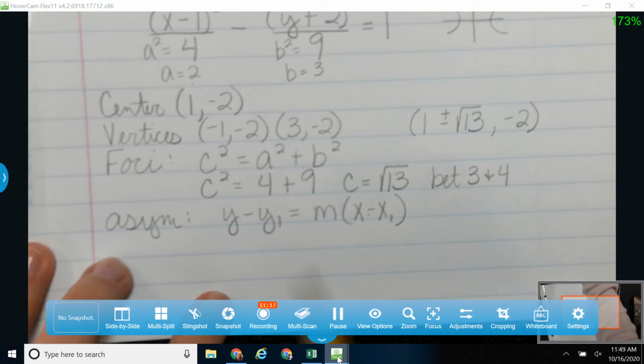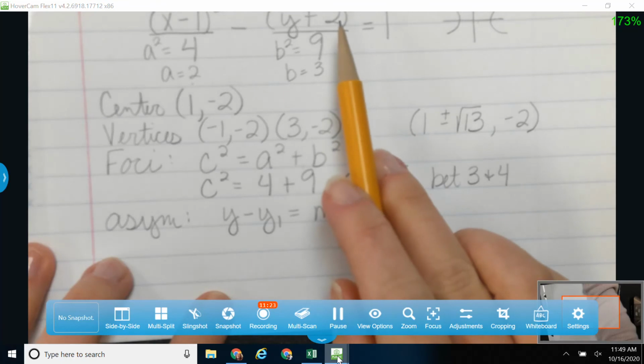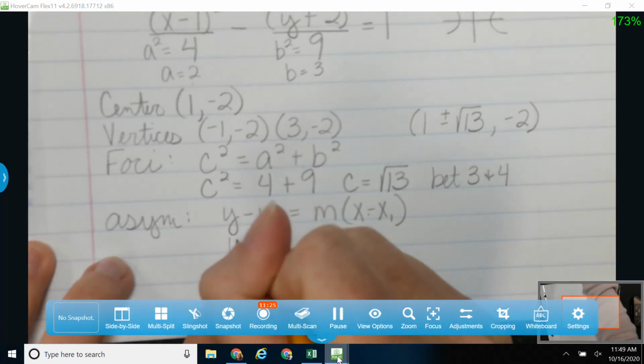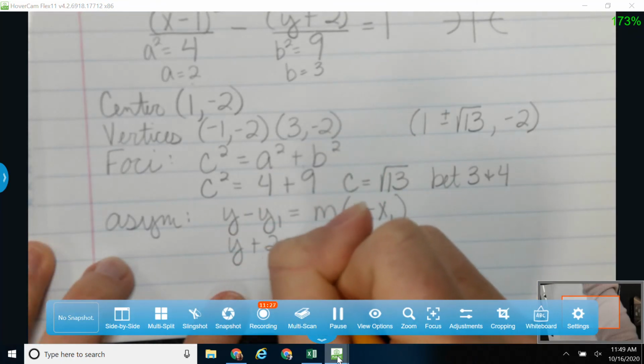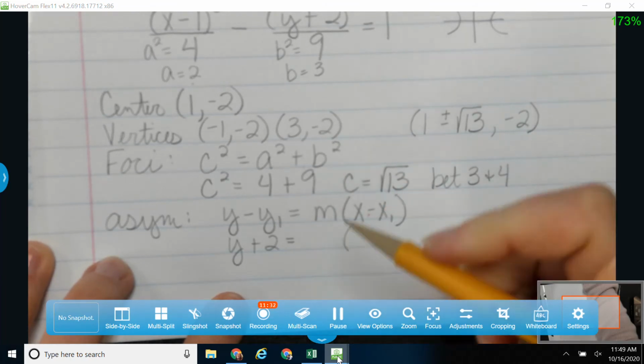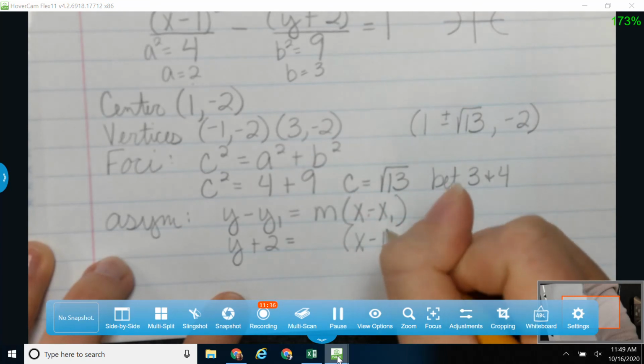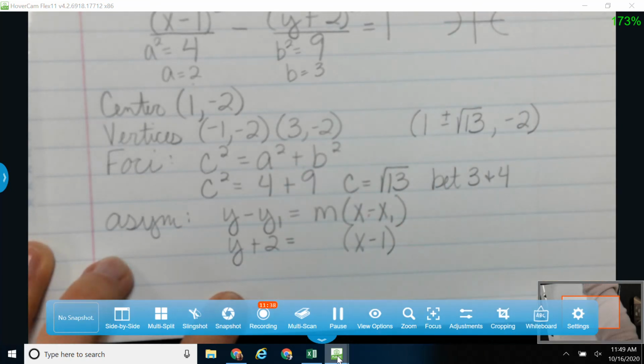So I'm going to get y from up here in my original equation with y. Just don't bring the squared with it. So I'm going to get y plus 2. I'm going to leave m blank just for a second. And I'm going to bring x over here to work with x minus 1. Don't bring the squares with them. It's just a line.